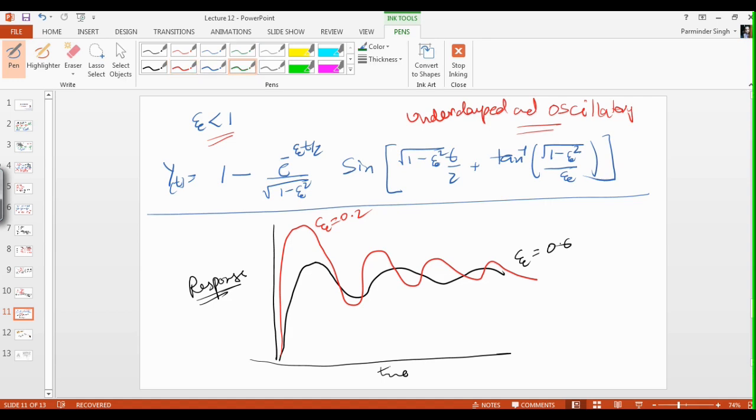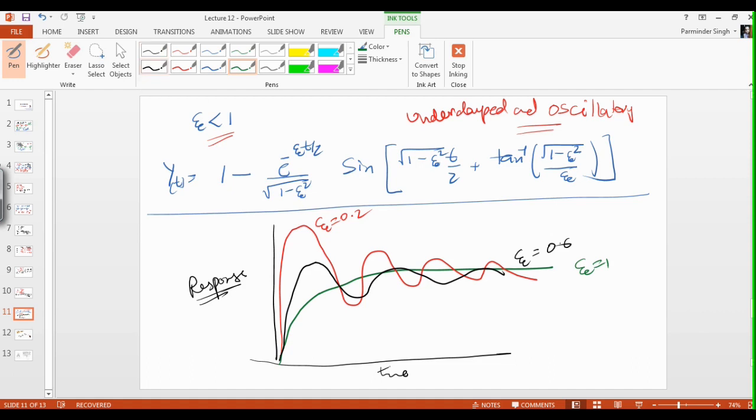For zeta equal to 1, it's represented by this green one, that is zeta equal to 1. So it's critically damped and non-oscillatory. Critically damped means, if you slightly decrease the value of zeta from 1 to 0.9, it will start oscillating. That's why the name comes critically, on the verge, critically damped.